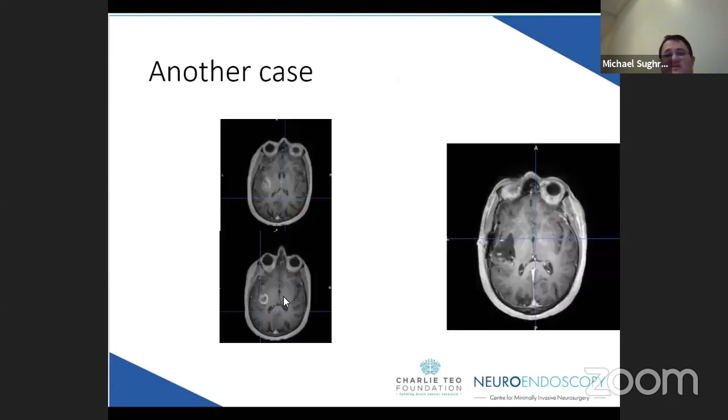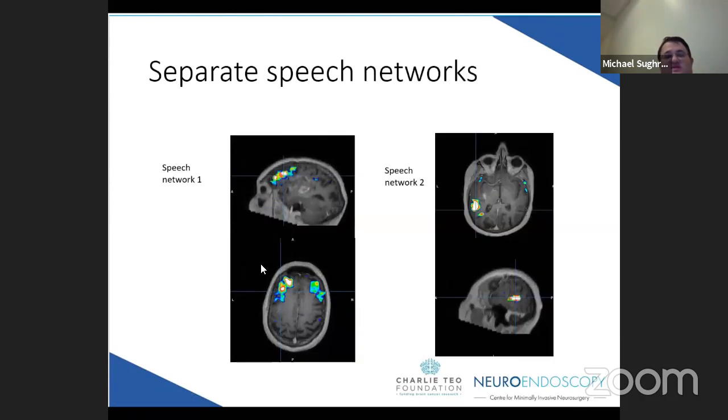This is another case. You can see, bad place to have a tumor. Now, this is anatomic and not radiologic. So this is left side on this image. Just, I apologize. That's just how the software renders it.